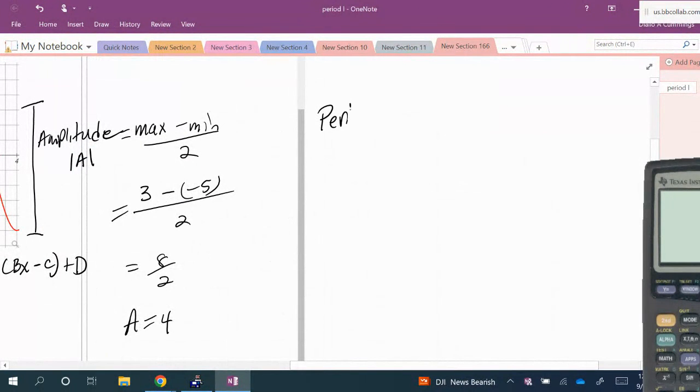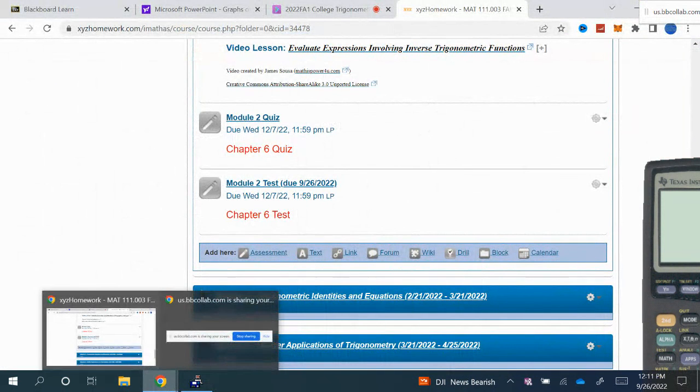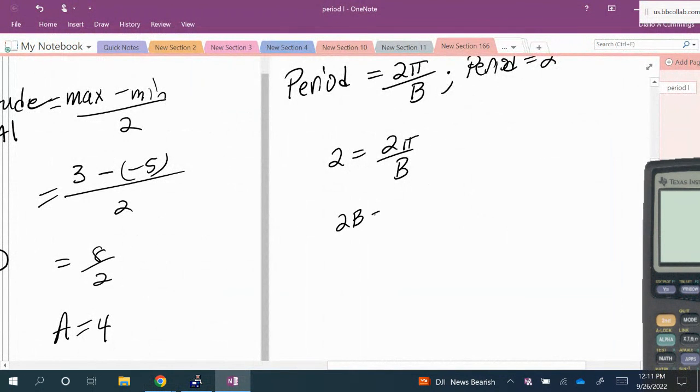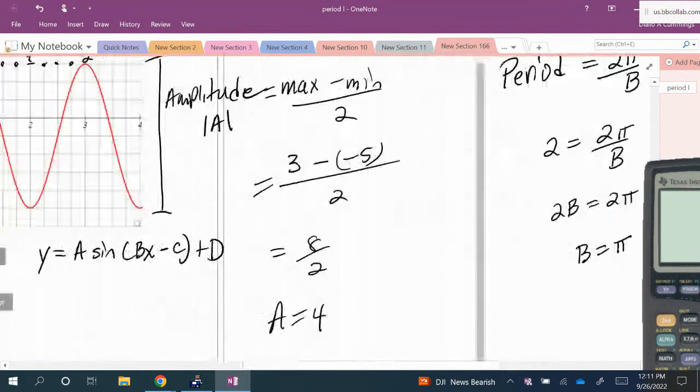So keep in mind that the period has a formula 2 pi over b. And we know that the period is 2, right? We just calculated that. So 2 is equal to 2 pi over b. And I'm going to solve it for b. So I'm going to multiply both sides by b. I'm going to divide both sides by 2. So b is equal to pi, based off the period being 2.